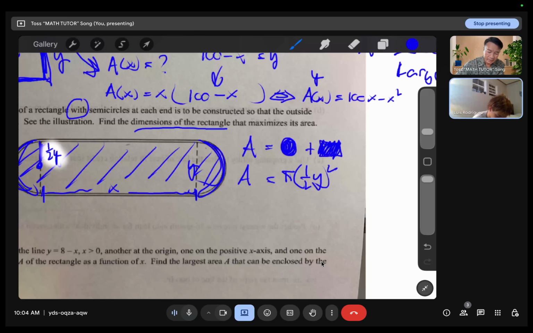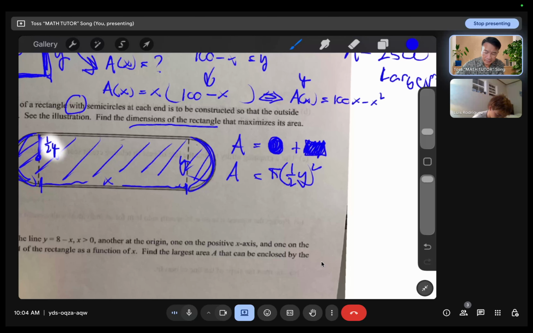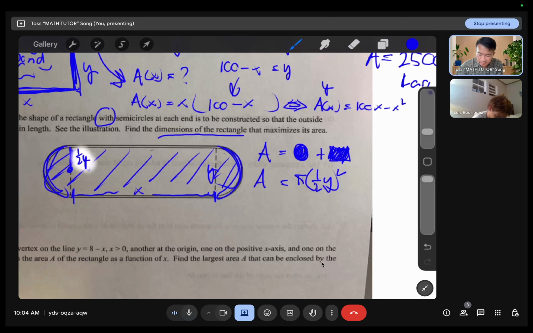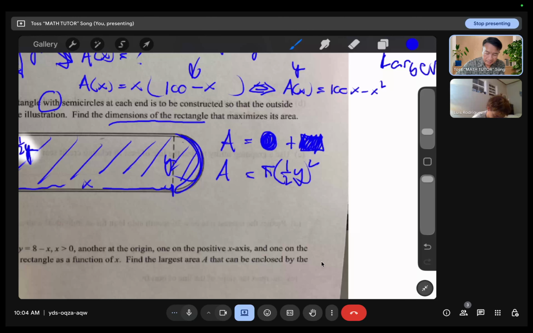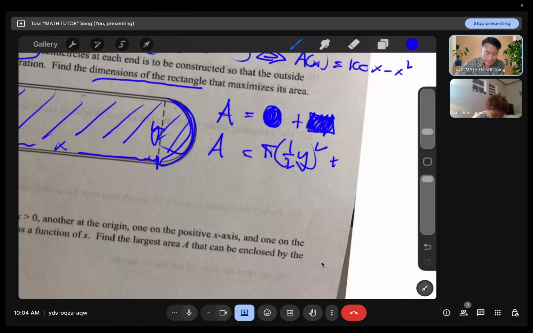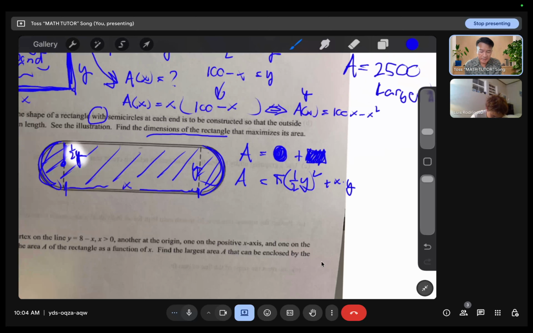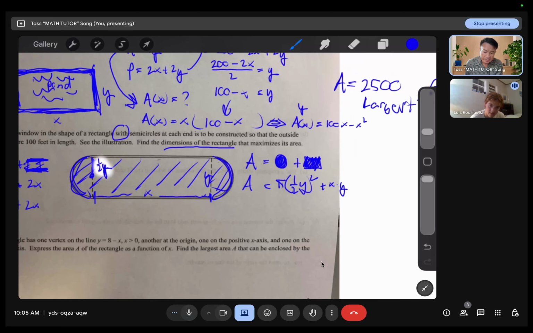Yeah. Pi times one half y, squared, because that is your radius. This is my y, okay? Pi r squared plus x times y. Do you agree? Yeah, that's the max area. Okay. That's it.